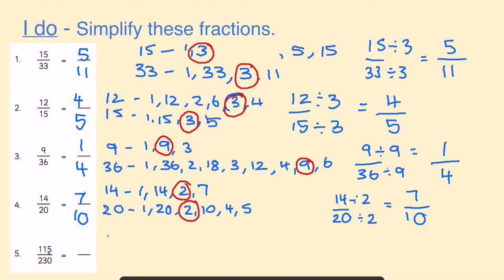115 ends in a 5 and 230 ends in a 0. We know that numbers that end in 5 and 0 are in the 10 times tables, they're going to have factors of 5 or 10. So I'm going to hazard a guess at saying that 5 is a factor of 230 and 115. So I'm going to go ahead and do that first without even thinking about the factors. Well, I did sort of think about the factors. 115 divided by 5.